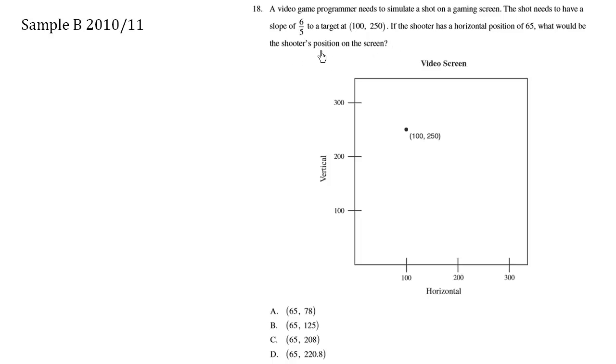A video game programmer needs to simulate a shot on a gaming screen. Here's our video game screen. The shot needs to have a slope of 6/5, which is approximately 1.2, to a target at 100, 250.